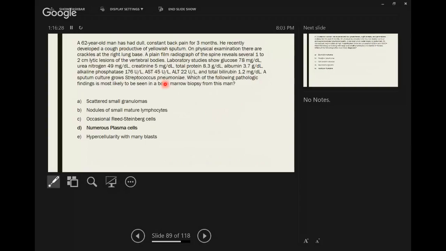Also, you get a little bit of immune impairment because even though you're creating lots of antibodies, you're not creating the right ones. So that's why he's got an infection.